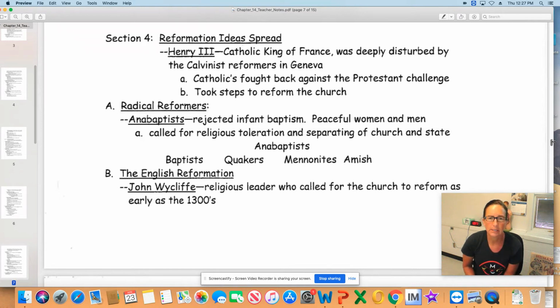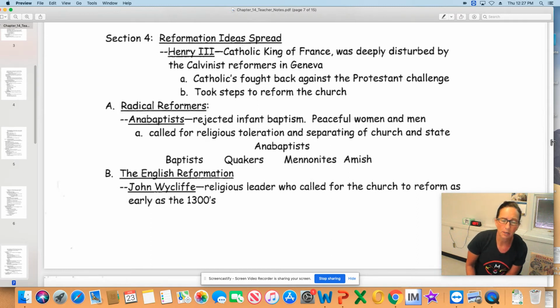So you're going to start seeing Catholics fighting back. They're going to fight back against Protestant challenges, and they can do that by saying, we don't have problems, we're not going to fix it, or we need to make some reform within the church. So Henry III will be one of the first Catholic kings to take steps to reform or to fix the problems in the church.